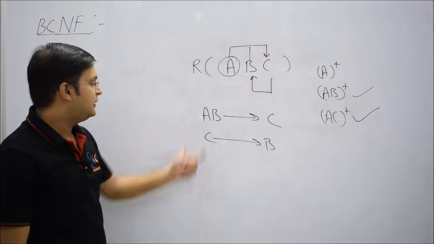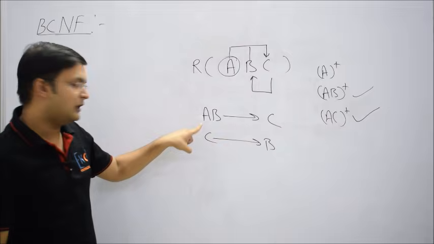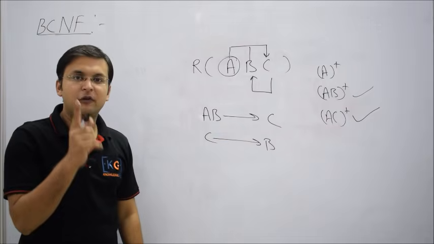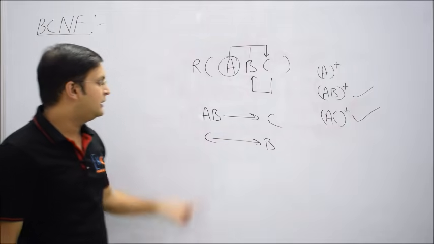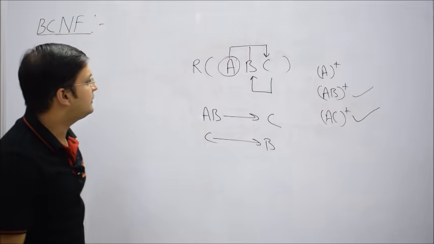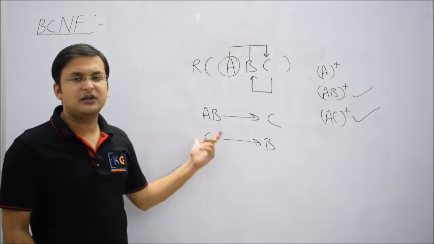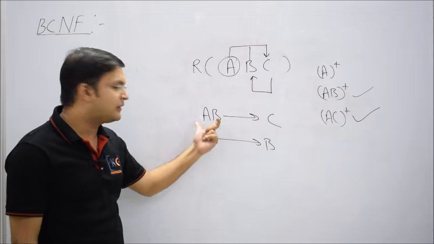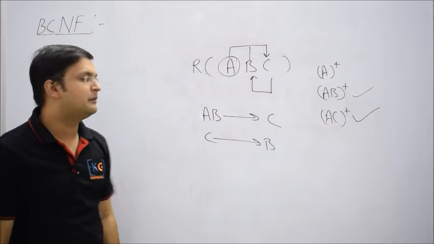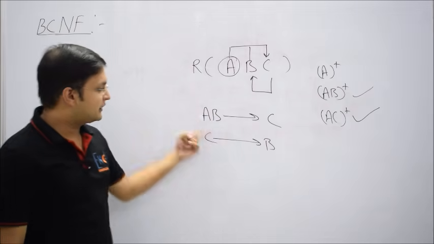Let me check. AB to C, is it a partial dependency? Because second normal form deals with what? Partial dependency. Is AB to C a partial dependency? Answer I think is no, because AB is an entire candidate key, and to be a partial dependency this must be a part of a candidate key, so it is not a partial dependency. Okay, let me check the second one.